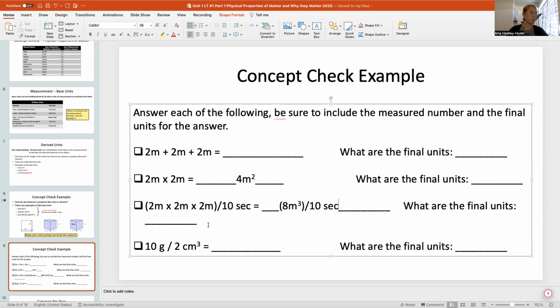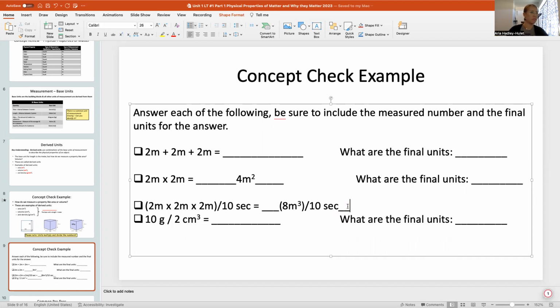So what we end up with, so 8 divided by 10, so we get a 0.8. And now our units would be meters cubed divided by seconds. Oh, I forgot to bring it down 1 second. So meters cubed, let's remove the superscript, divided by seconds. Cubic meters per second, divided by seconds.